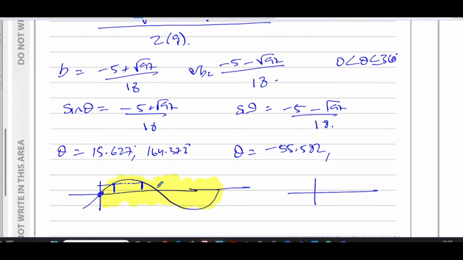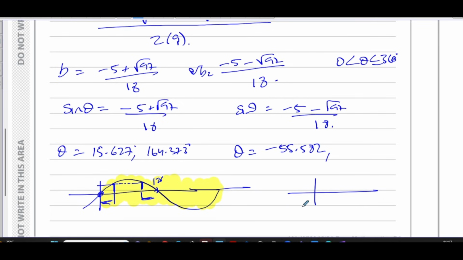This is 0. This is 180 degrees. And this length and this length are the same. Okay, they're the same length. So this is 15.627 more than 0, and it's also 15.627 less than 180 because of symmetry.